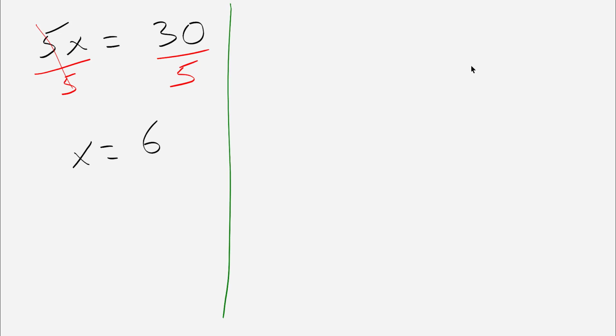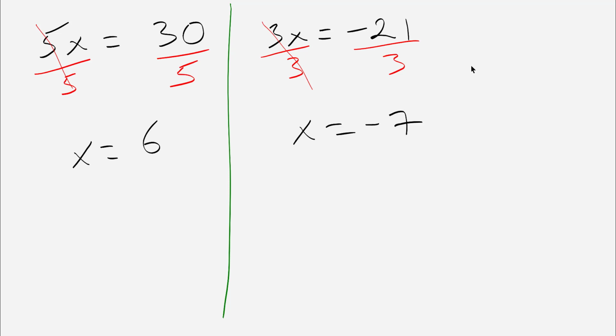Let's have a look at another example. Let's say I have 3x equals minus 21. So same again, I want to go from 3x to x, so therefore I'm going to divide by 3. If I divide the left-hand side by 3, I have to divide the right-hand side by 3 to maintain the balance. 3x divided by 3 is simply x equals, and minus 21 divided by 3 will be minus 7. Minus 21 divided by 3 is minus 7.